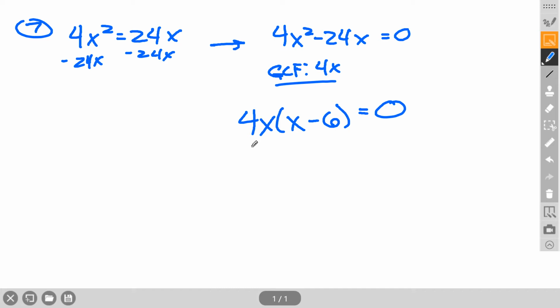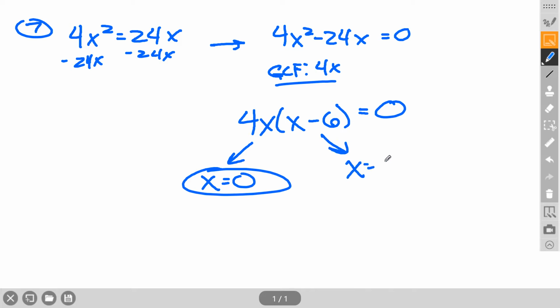So that means I have two solutions. Each factor provides a solution. x equals 0 because 4 times 0 is 0. And then x equals 6 because 6 minus 6 is 0. So my two solutions, or my two roots, or my two zeros, 0 and 6. This could have also been solved using completing the square. Could have also been solved using the quadratic formula, but it says to do factoring, so I did factoring.